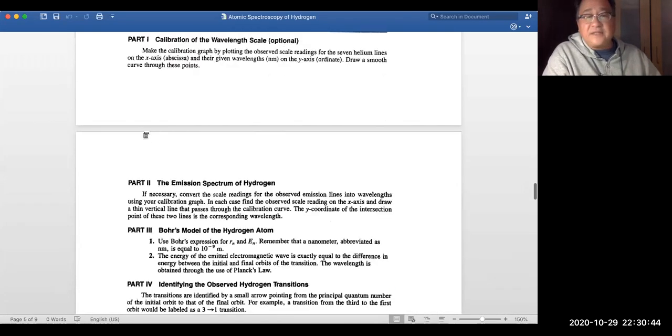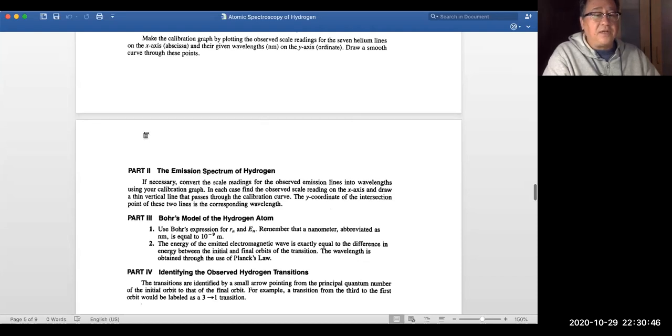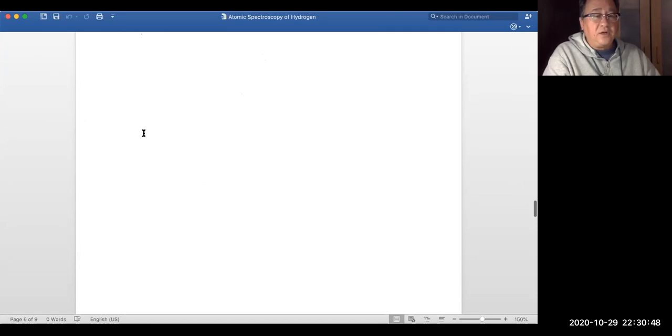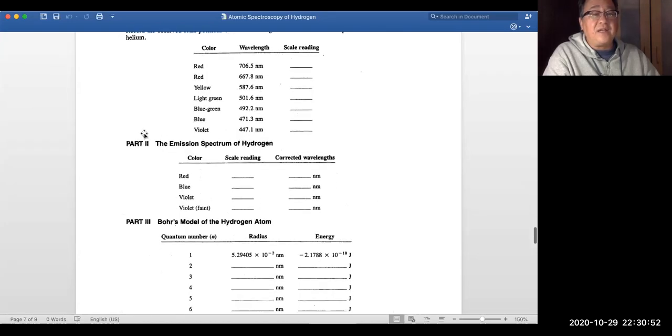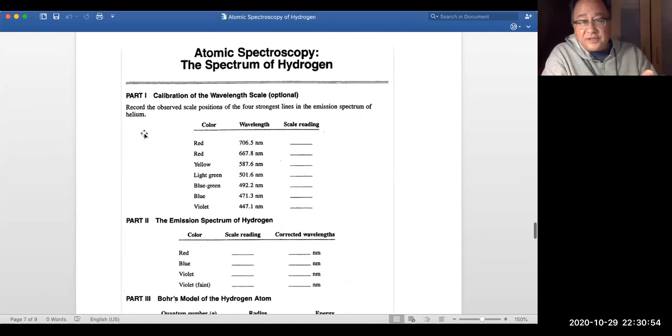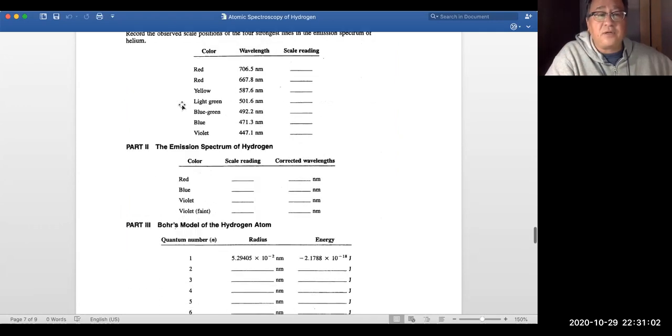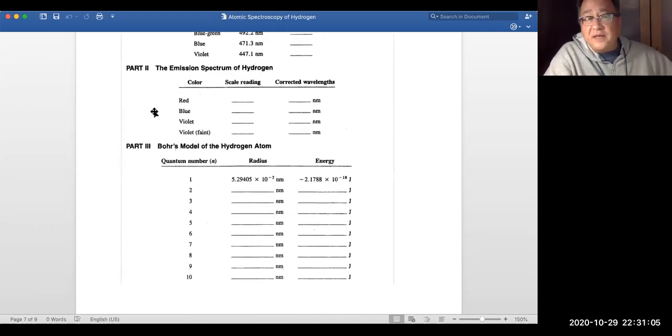And we're going to get to the assignment a little bit later, but let me go ahead and show you what we're going to be doing here. So we're looking at right here, if you can see here, we have a table that says calibration of the wavelength, optional part 1. We didn't do that. So I don't expect to see that in your lab notebook. Part 2, the emission spectrum of hydrogen. Again, we did not do that, so I don't expect to see that in your lab notebook.